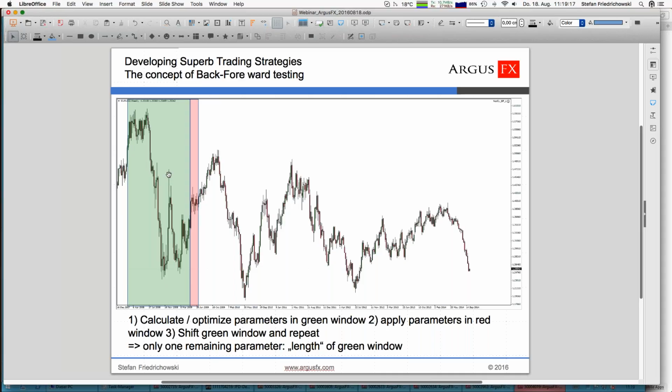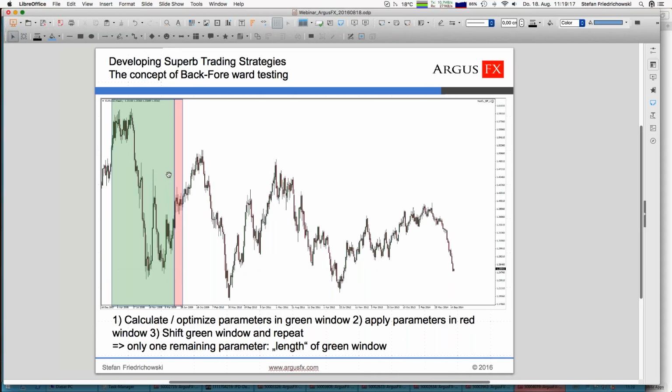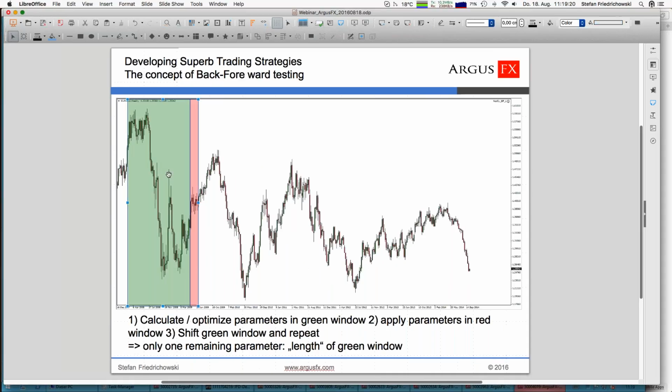So what we finally do is we always move that box a few steps, do the optimization process, apply parameters to the future, once again. Optimization process, parameters to the future, and so on and so on.